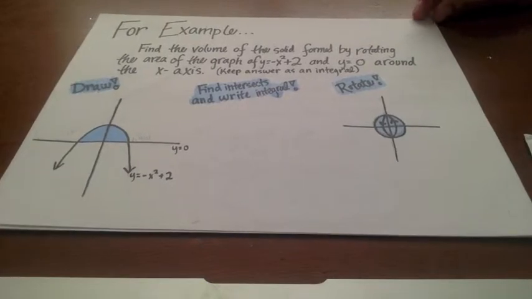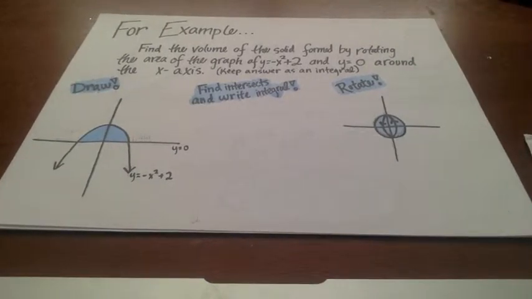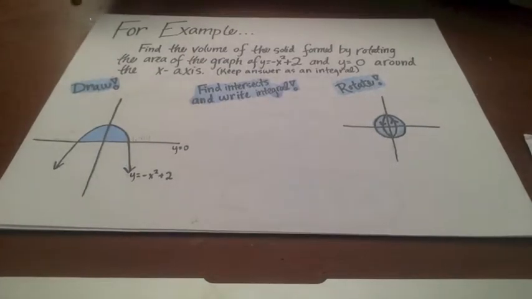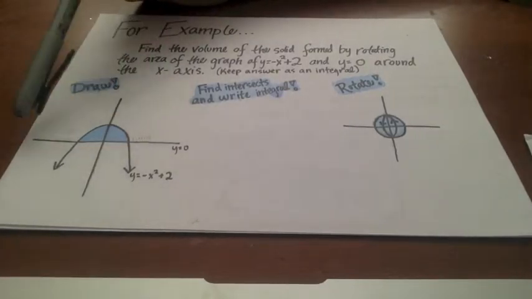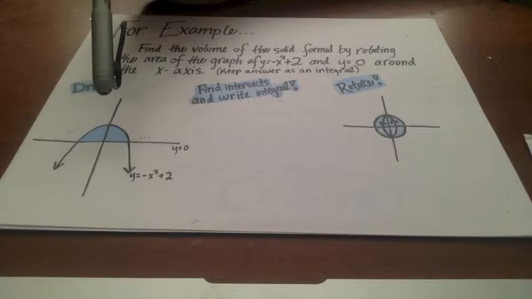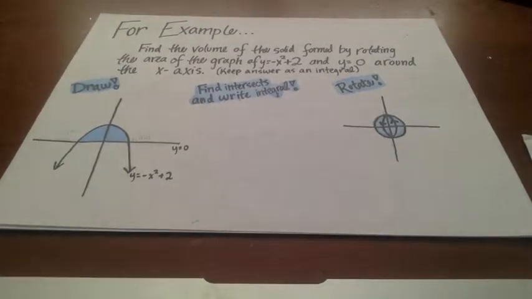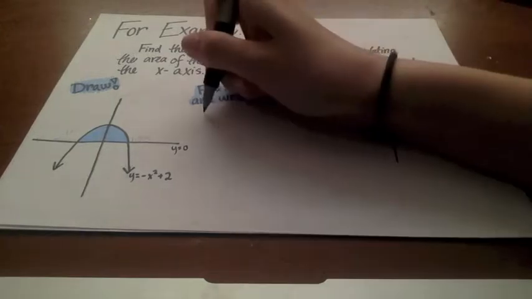So now let's do an example problem. Find the volume of the solid formed by rotating the area of the graph y equals negative x squared plus 2 and y equals 0 around the x-axis. So first you would draw out your problem, and I went ahead and drew the graphs of y equals 0 and y equals negative x squared plus 2. So next we would find the intersects of the graphs.